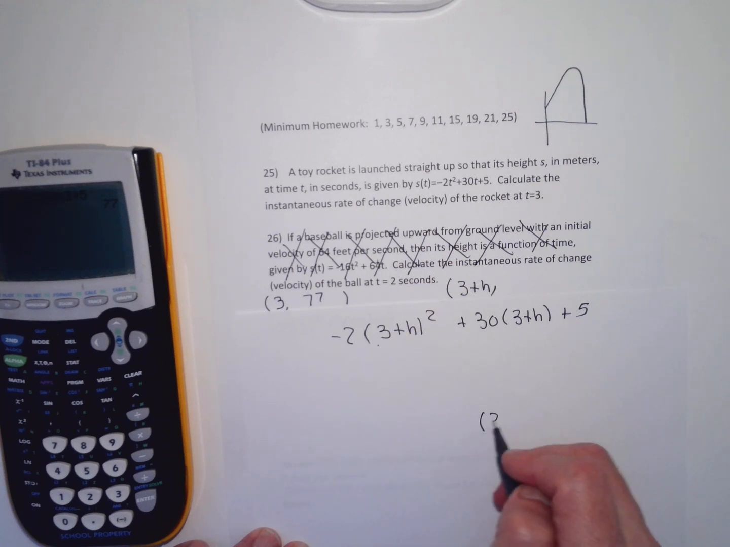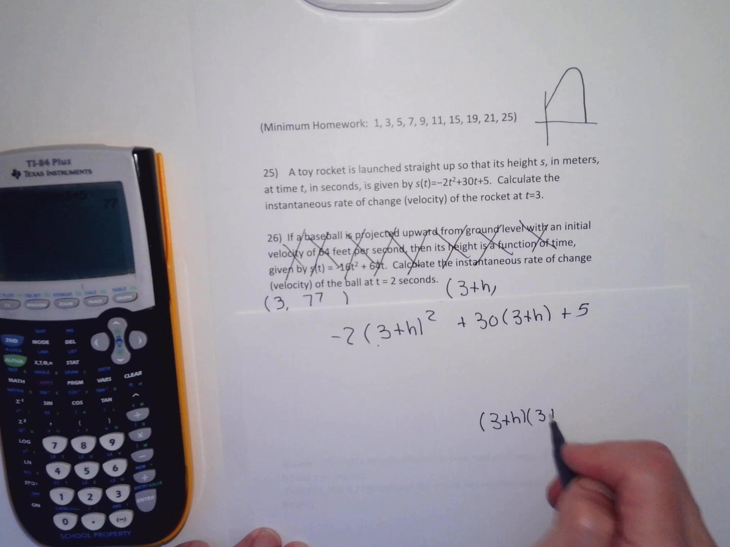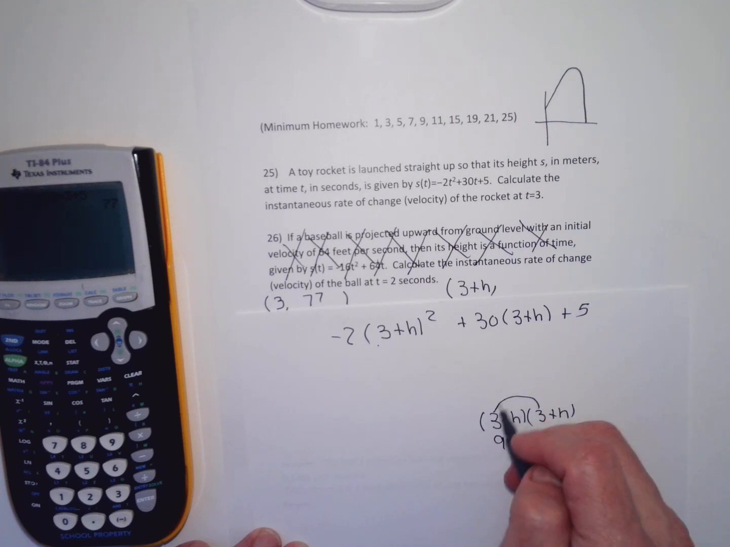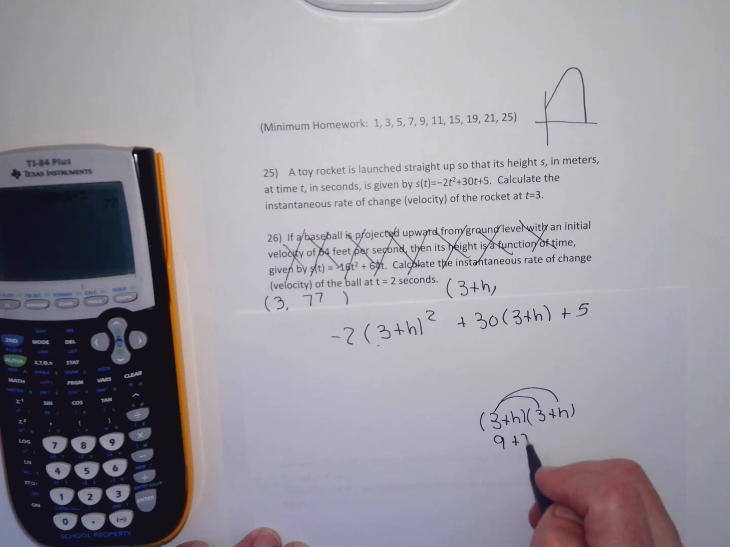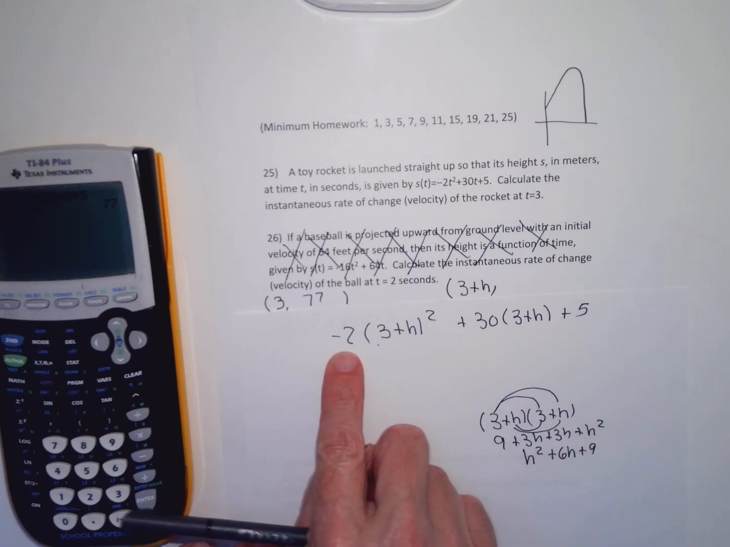3 plus h squared is 3 plus h times 3 plus h. I do firsts: 3 times 3, which is 9. Outers are 3 times h, which is plus 3h. Inners are h times 3, which is plus 3h. Lasts are h times h, which is plus h squared. So this is going to be h squared plus 6h plus 9 that I'm going to write after the negative 2.